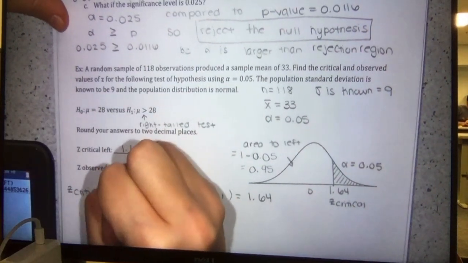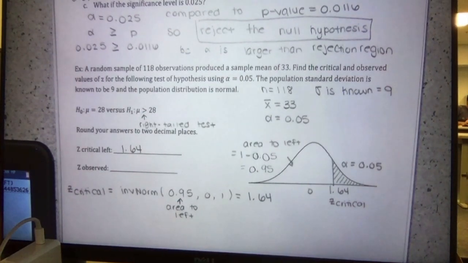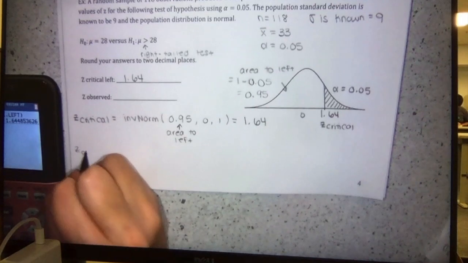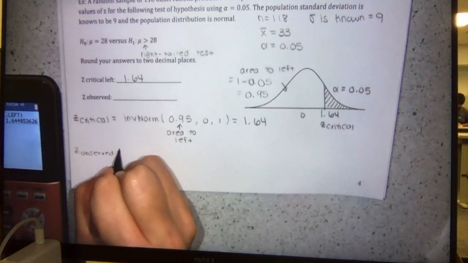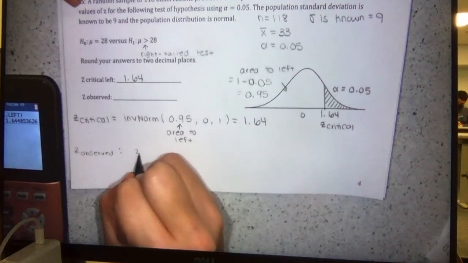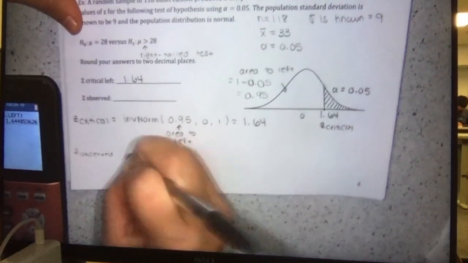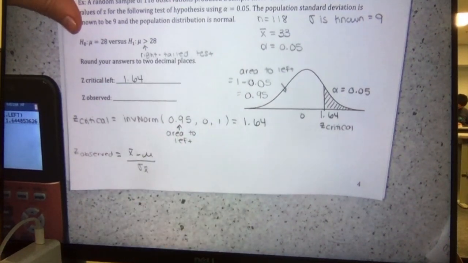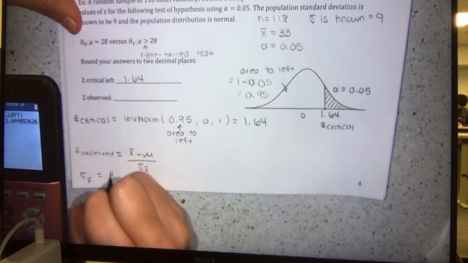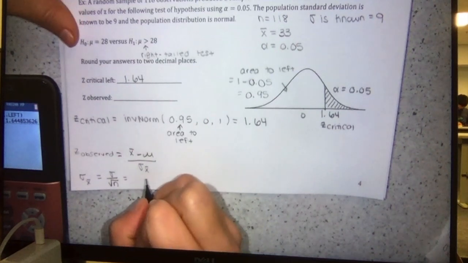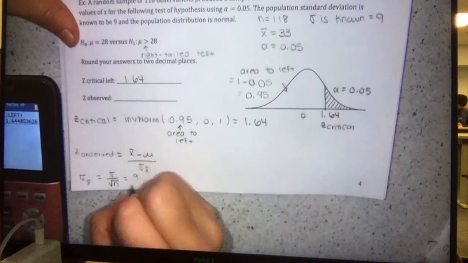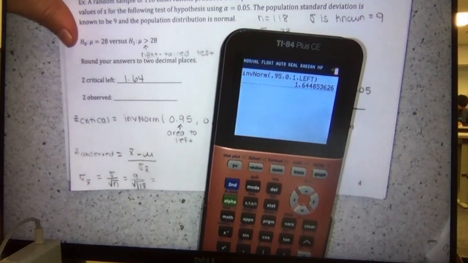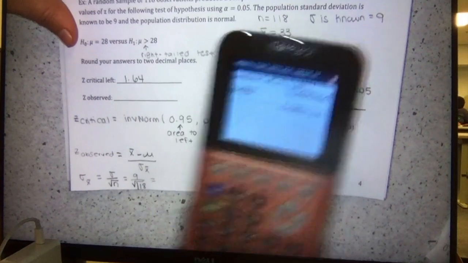So our z critical is 1.64. So now we need to find our z observed. To do that, remember, our z observed equals x bar minus our mu, all over our sampling standard deviation. So we need to find that sampling standard deviation real quick, which is our population standard deviation over the square root of n. So 9 over the square root of 118. So 9 divided by the square root of 118 gives us 0.82851.